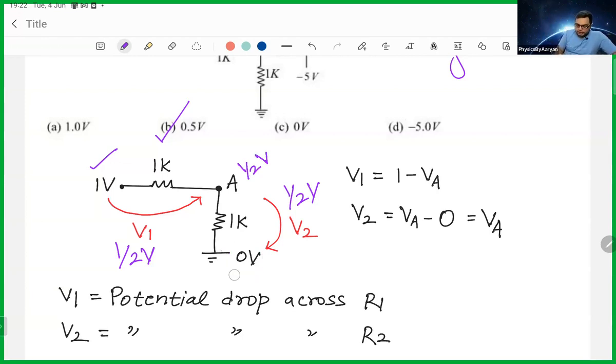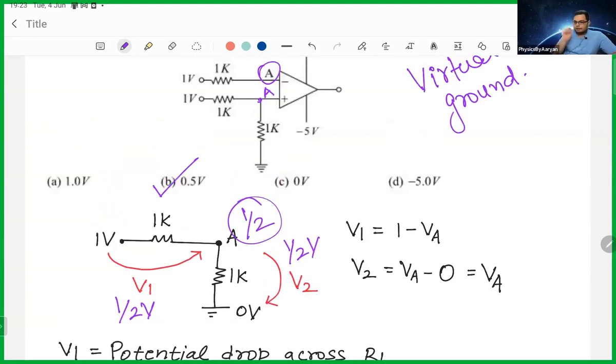So voltage at this point is actually half. You started with 1, half is dropped, so you are left with this half. So the voltage at point A is 0.5 volt.